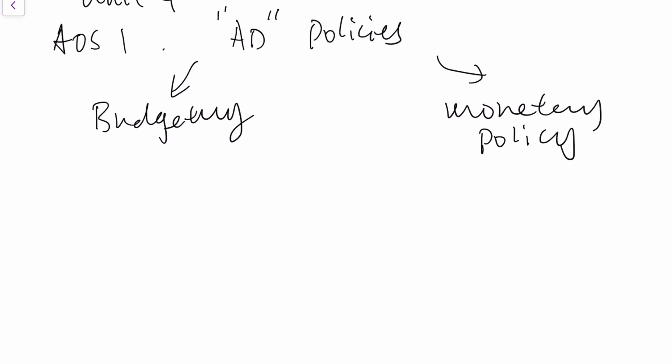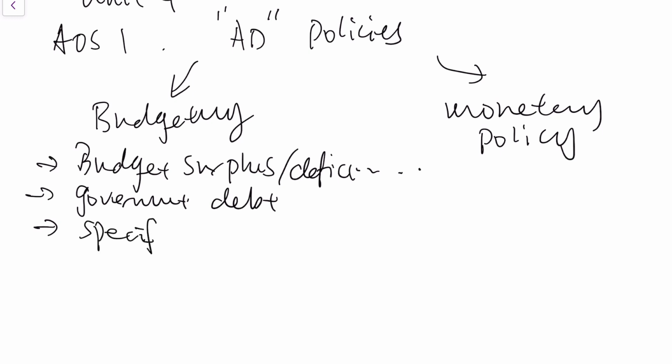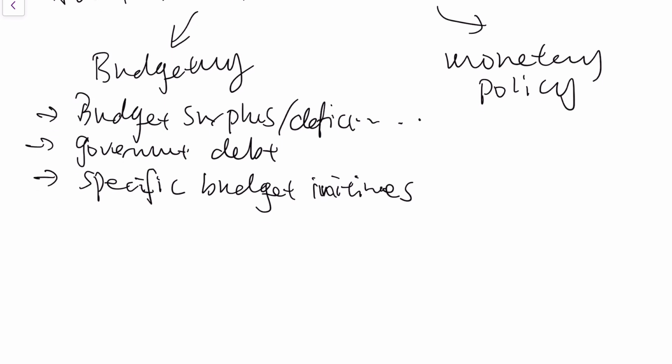For budgetary policy, we look at budget surplus, maybe deficit, government debt, and specific budget initiatives. So maybe I think in this year we have a $300 electricity subsidy. So that's a specific budget initiative for this year.